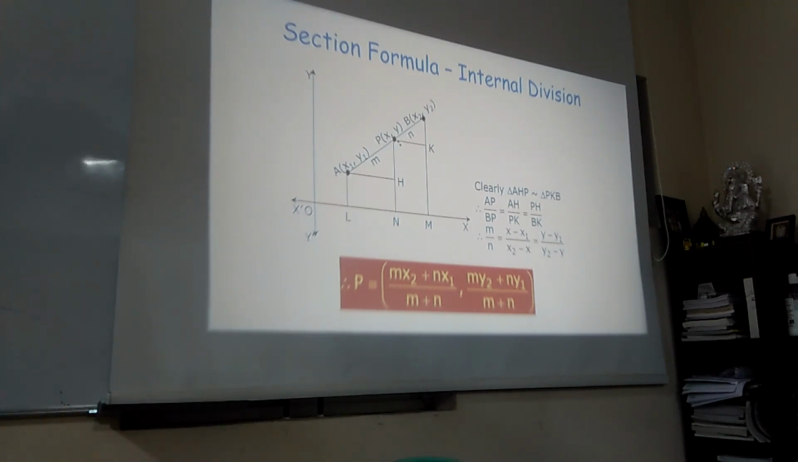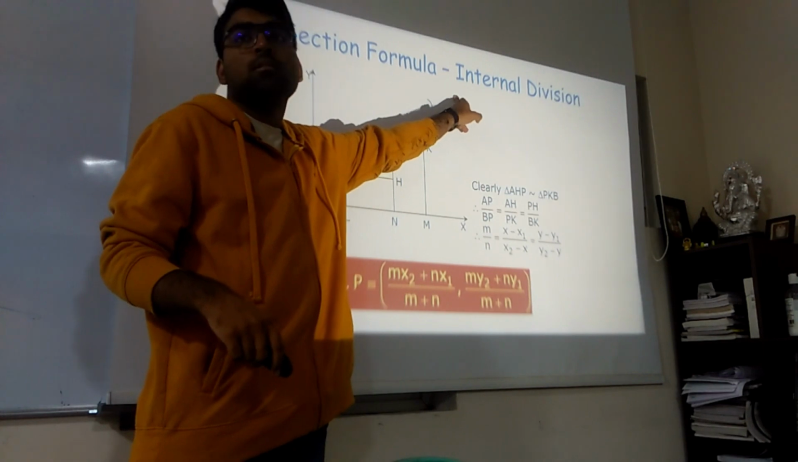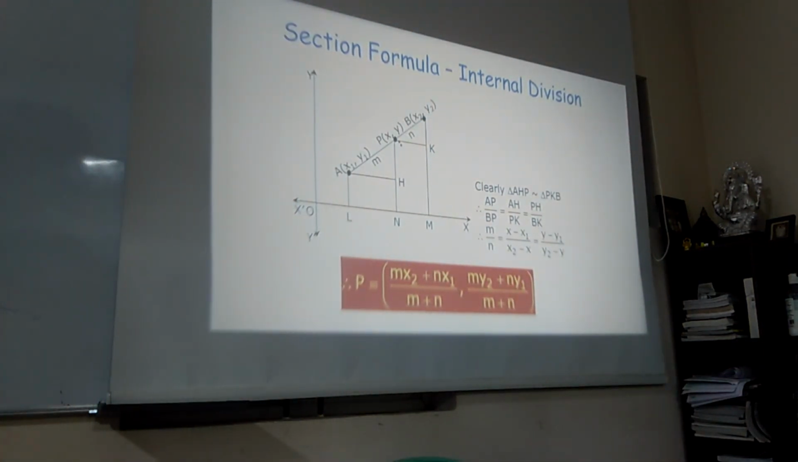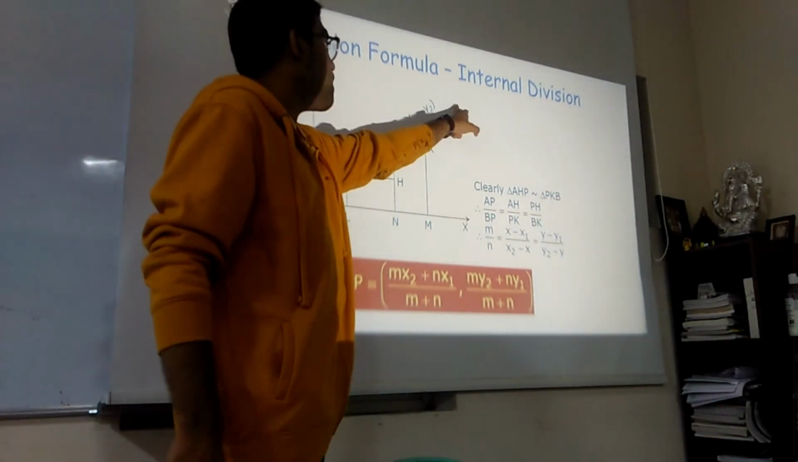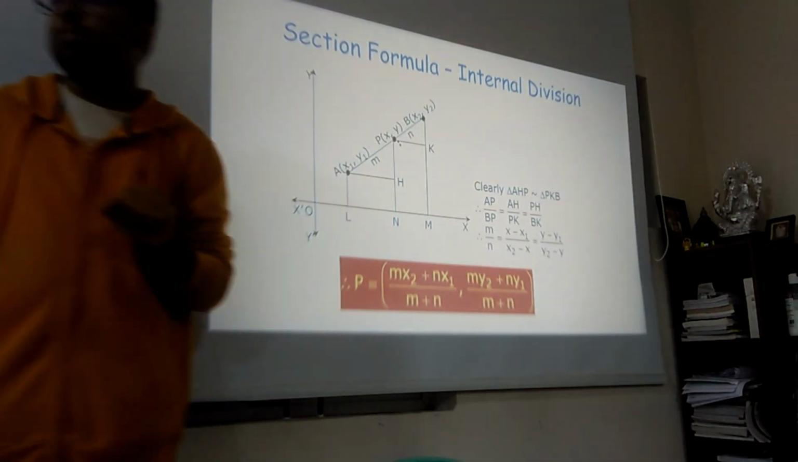External division formula is not there for your 10th. How will you get to know external division? One or two questions are there in the exercise. That time what you will get to know is this point P will not be lying here, rather this point P will be outside the line here, but still it is dividing the line. How P comes here, PB will be 1 ratio, PA will be 1 ratio, right?